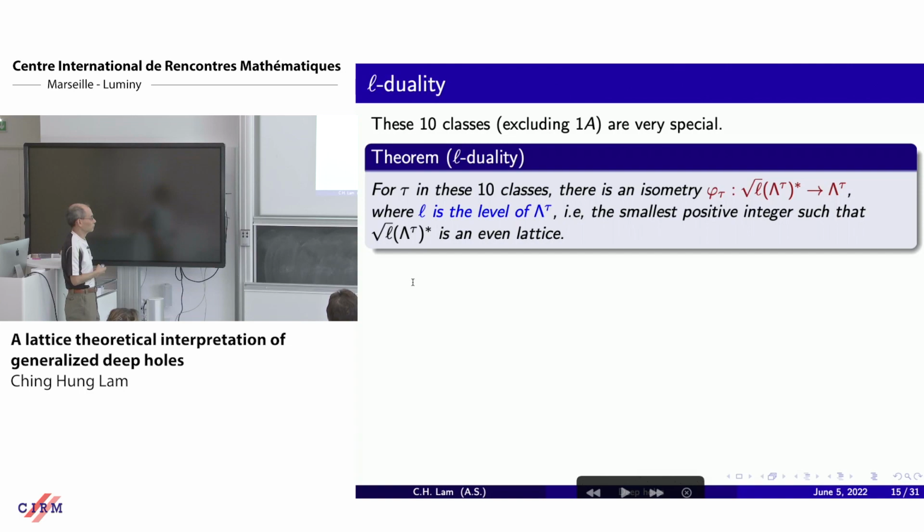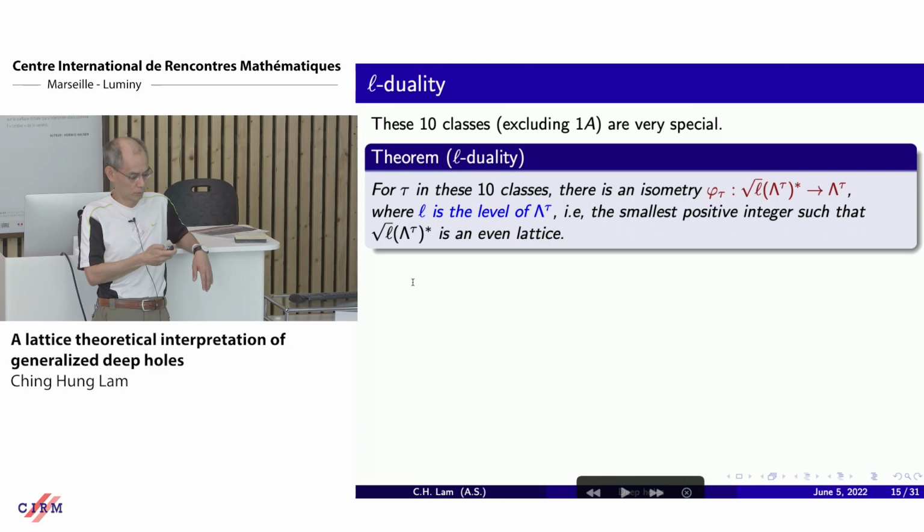Okay? So this probably I just call it observation because you have 10 classes, just check it's true, but we just observe this is true. So why is this important? Because then you can transfer everything about the dual to consider fixed point. Okay? So this is important.